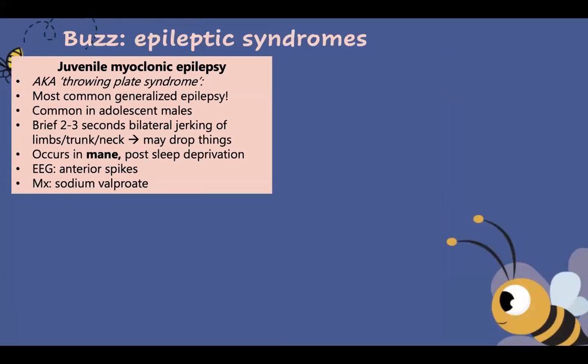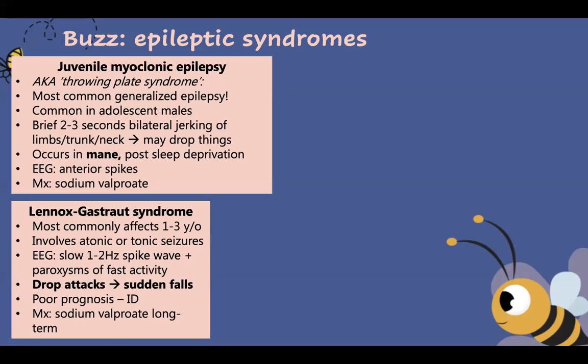Juvenile myoclonic epilepsy is the throwing plate syndrome. This is the most common generalized epilepsy. It's very common in adolescent males. So I think of an adolescent male who gets up in the morning, goes to grab a plate and then drops it because they have a seizure. They have a bilateral jerk. It occurs in the morning post-sleep deprivation. EEG shows anterior spikes. And because it's generalized, we give sodium valproate, but there's the management on the next page.